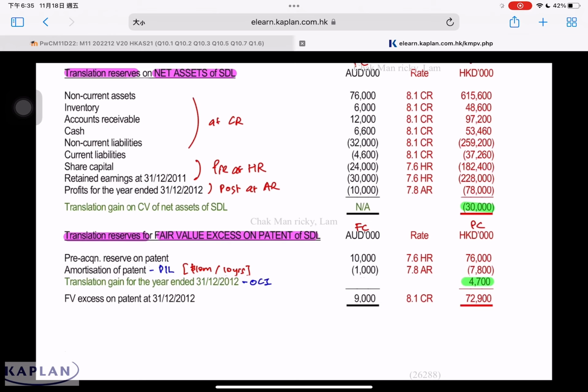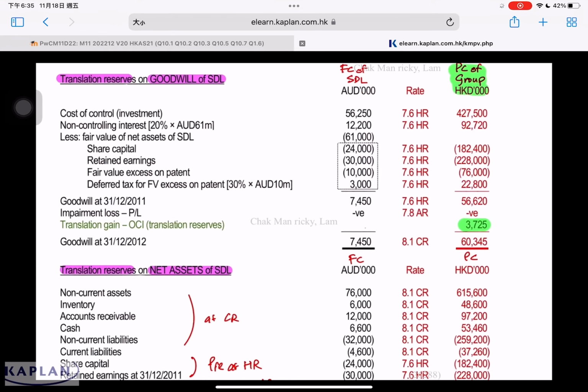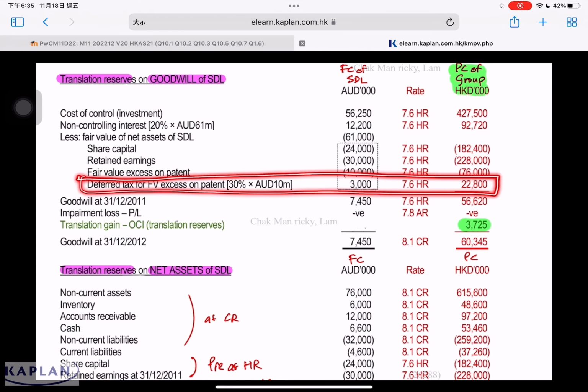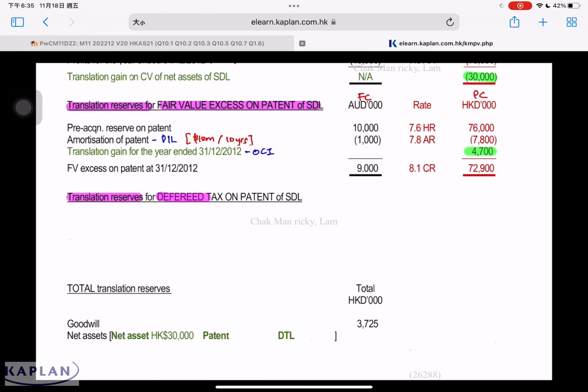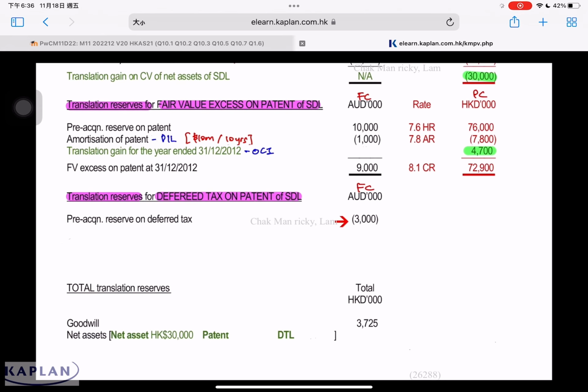As a result of the patent asset, we must account for deferred tax liability. At the acquisition date, we account for deferred tax liability of 3,000, translated at 7.6. Can I take this down to show as a separate working? We do have a deferred tax liability as a result of the patent asset. It must be expressed in the functional currency of the subsidiary. At the acquisition date, we account for deferred tax liability of 3,000 Aussie dollar. This 3,000 is first translated into presentation currency at the acquisition rate, which is equal to 7.6. The translated amount is equal to Hong Kong dollar 22,800. I put a minus because it's a liability.